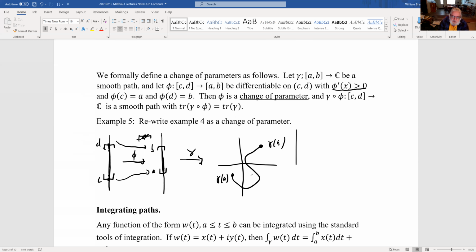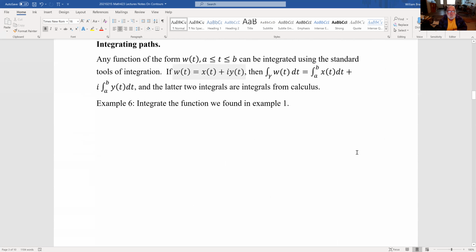And the important thing here is that the traces don't change, right? If you change the parameter, you don't change the shape that you get in the complex plane. Okay, so integrating paths. So if we have a function of the form w of t, right, that can be integrated using standard tools of integration.